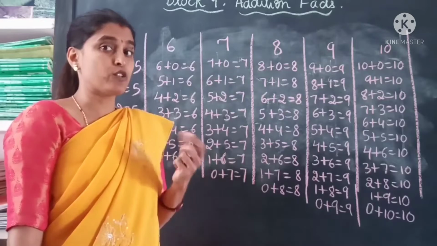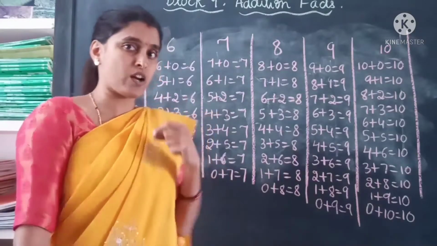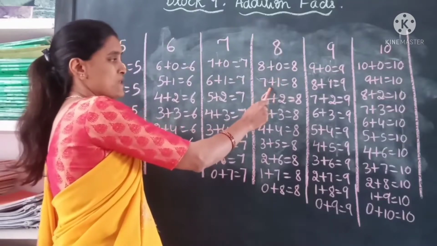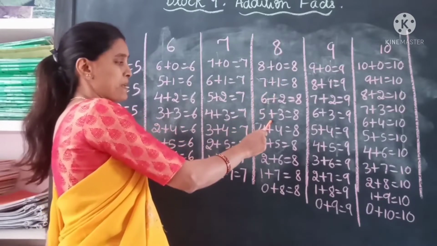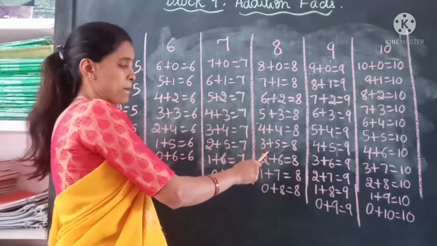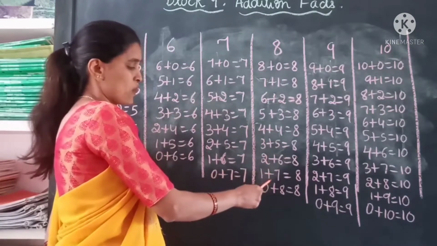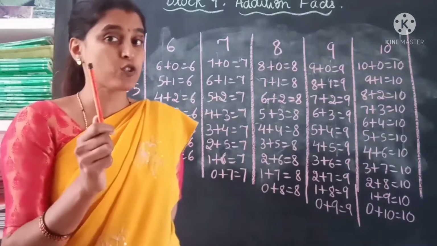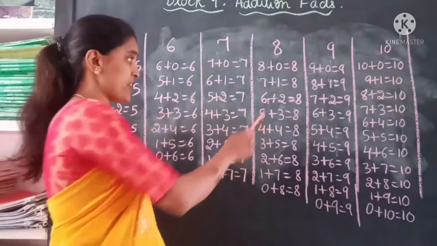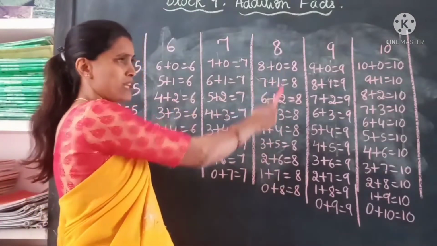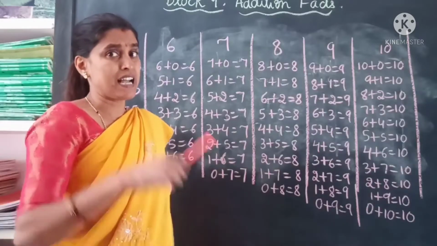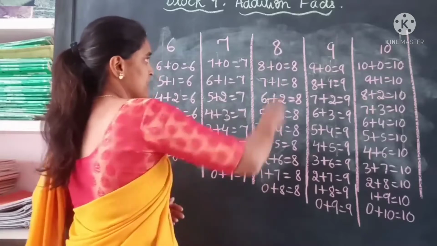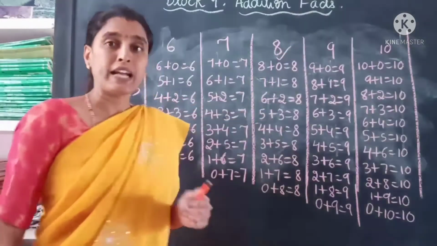Now let us see what are the addition facts of 8. See the addition facts of 8. 8 plus 0, 7 plus 1, 6 plus 2, 5 plus 3, 4 plus 4, 3 plus 5, 2 plus 6, 1 plus 7 and 0 plus 8. So these are the addition facts of 8. Here also we are adding up to the same number. In all these addition sentences, it is adding up to the same number, that is 8. So these are nothing but the addition facts of 8.